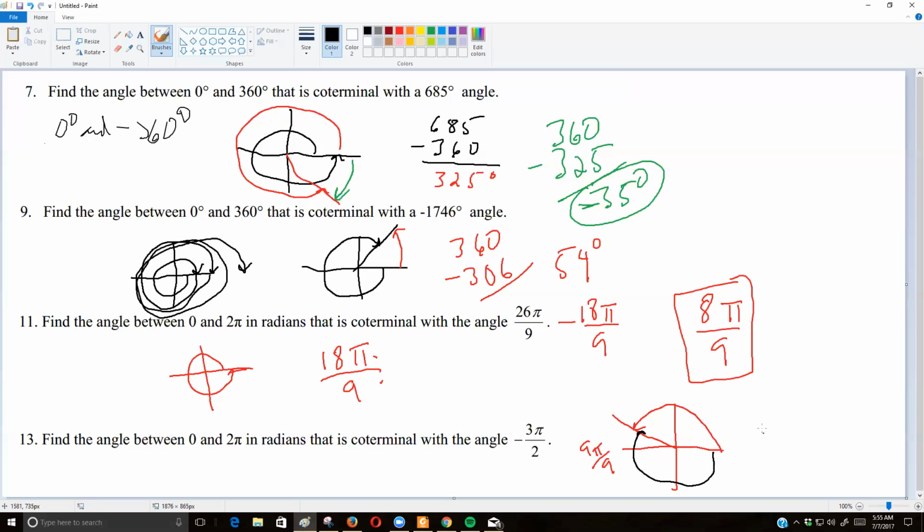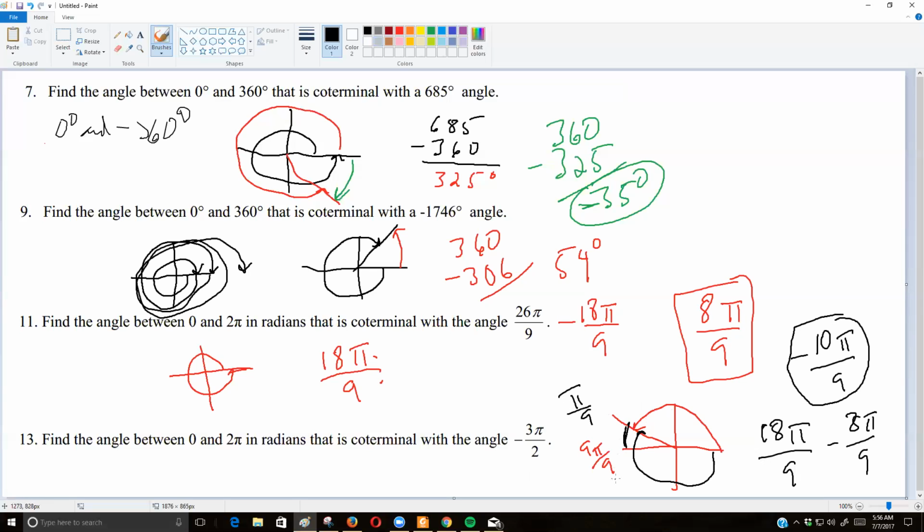So I could just say, well, I know 18 pi over 9 is 1 revolution, and I'm going to subtract the 8 pi over 9. So that's going to be 10 pi over 9, but that's a negative angular rotation. So negative 10 pi over 9 is also coterminal to that. The other way to think about this, and really it's not bad, if I've gone 8 pi over 9 in the red, isn't that little reference angle right there equal to 1 pi over 9? So 9 pi over 9 plus 1 pi over 9 is 10 pi over 9. Same answer. Okay, let me do this last one, then I'll stop.